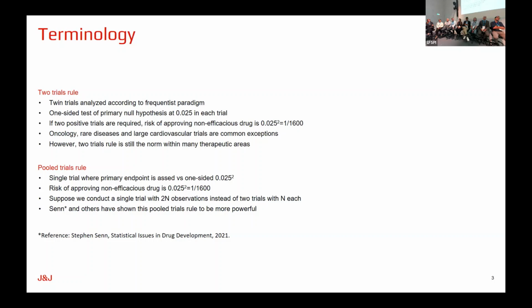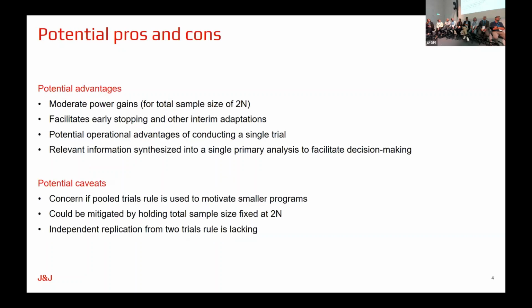So I've just listed here some basic pros and cons that I can see, some moderate power gains, but I think there are also other issues. Just in terms of something as simple as a futility analysis, I think most people would say we should, of course, account for both trials in the futility analysis, but already then you lose the independence. And you can, of course, imagine many other complex adaptations or early stopping, where it also will be, I think, advantageous to have a single trial.